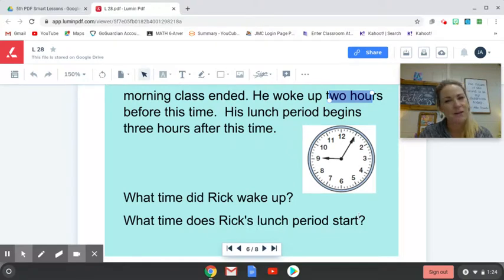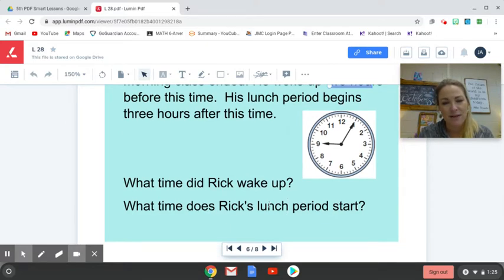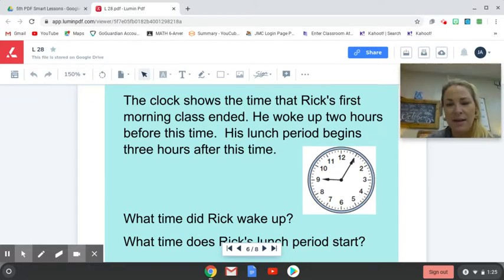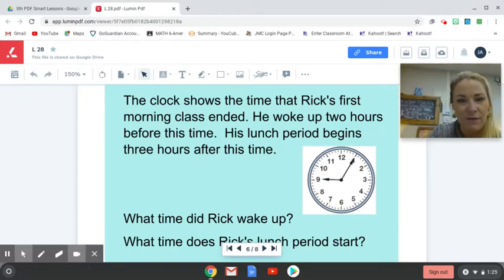I'm not feeling the need to write this in. I might change my mind as we continue to move through the slides, but 7:05. What time does Rick's lunch period start? So going back to reread again, his lunch period begins 3 hours after this time. So going back again, identifying that right here, I guess I'm going to change my mind. Right here, this time says 9:05.